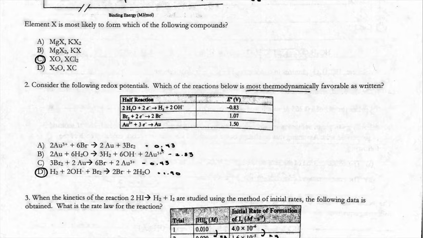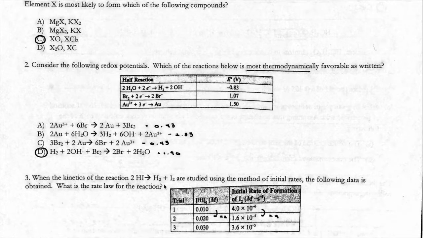For B, you would flip this Au reaction, but then you wouldn't flip the H2O, and so what you get is negative 2.33 when you add them together. Remember, for cell potentials, if you flip, you're going to multiply your cell potential by -1. But if you have to multiply the entire reaction by a value, you're not going to change your cell potential. So keep that in mind. When you do all of them, the one that's the most positive is actually D, which gives you positive 1.90, which is your answer.